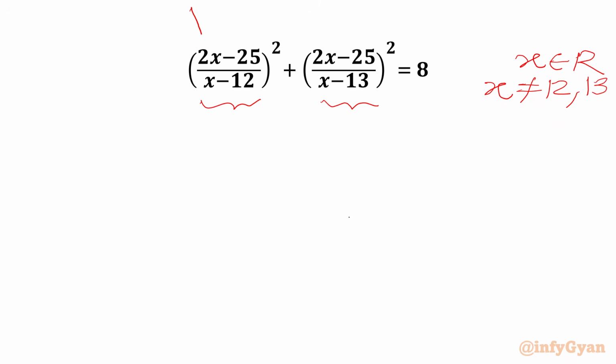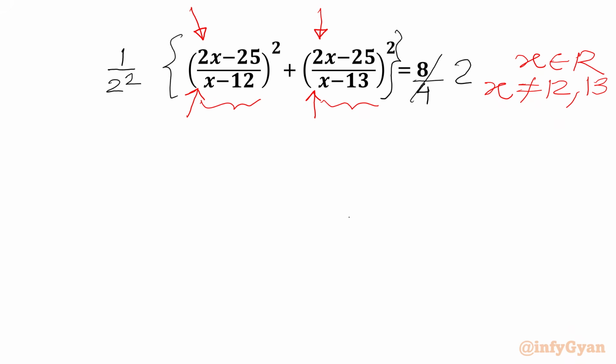Now we have coefficient of x 2 here and 2 here. But in the denominator part, we have coefficient of x 1. To maintain the same coefficient as in the numerator, we need to multiply our equation by 1 over 4, or I can write 1 over 2 square. So let's multiply LHS with 1 over 4 and multiply RHS with 1 over 4. So 8 over 4 will be 2.